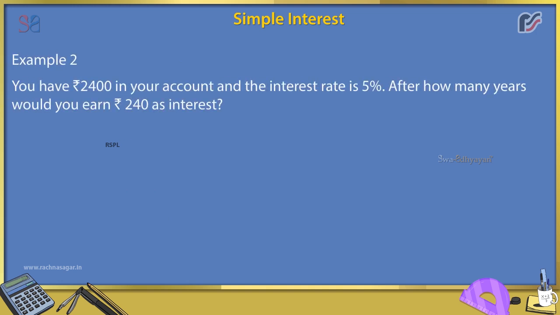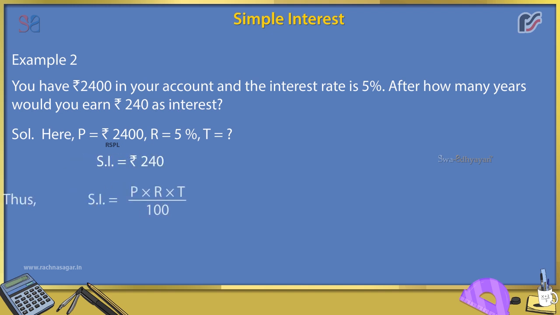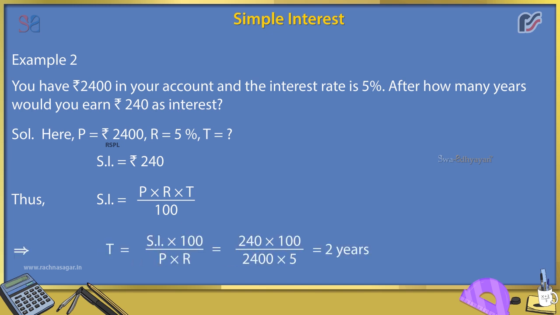Example 2. You have rupees 2400 in your account and the interest rate is 5%. After how many years would you earn rupees 240 as interest? Solution. Here, P is equal to rupees 2400, R is equal to 5%, T is equal to question mark, SI is equal to rupees 240. Thus, SI is equal to P into R into T by 100. This implies that T is equal to SI into 100 by P into R, which is equal to 240 into 100 by 2400 into 5, which is equal to 2 years.